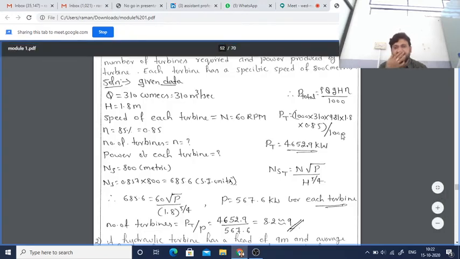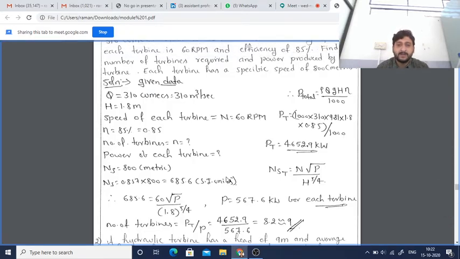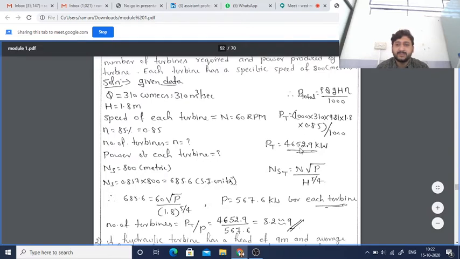Okay, so this is the P total, or the power. So that will be 4652.9 kilowatt. And the specific speed is 800 metric. So multiply this with 0.857, that becomes 685.6. So this is the thing. If you solve this again, you will get P equal to 567.6 kilowatt for each turbine.